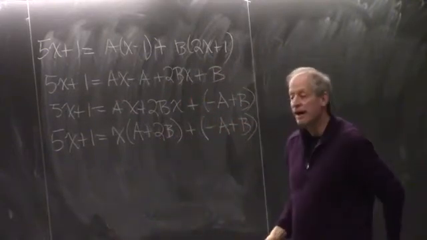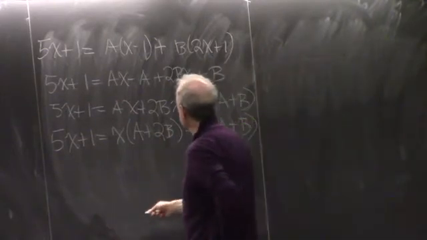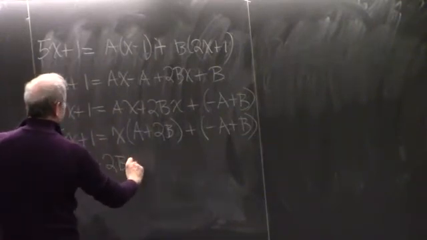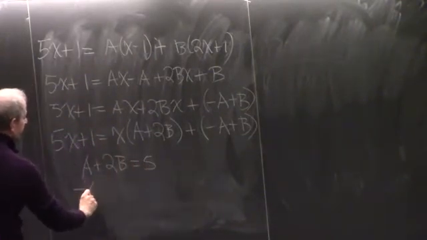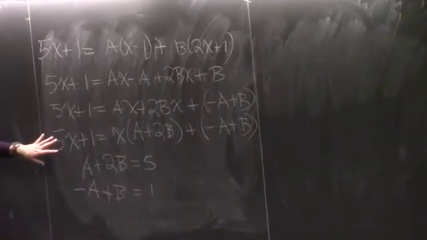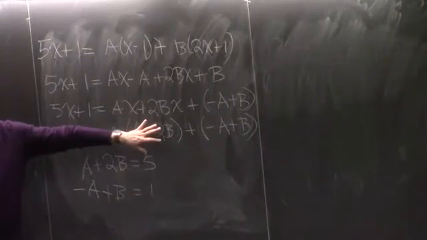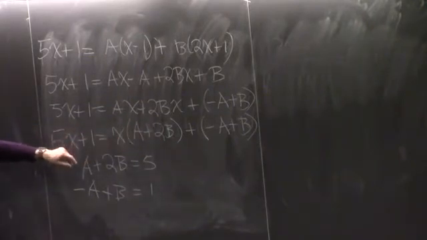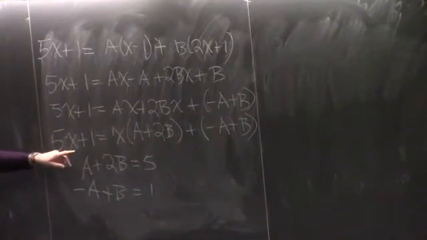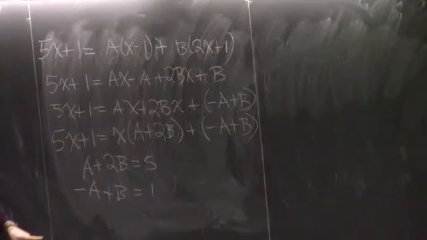Okay? So now we know that a plus 2b equals 5, and minus a plus b equals 1. Because again, 5x is a plus 2b times x, plus 1 is minus a plus b. So the 5 has to equal the a plus 2b, and the 1 has to equal the minus a plus b.